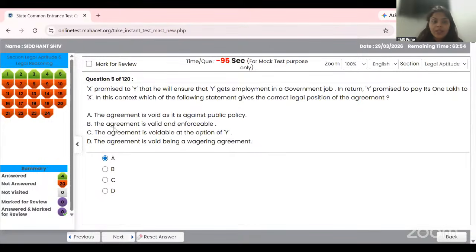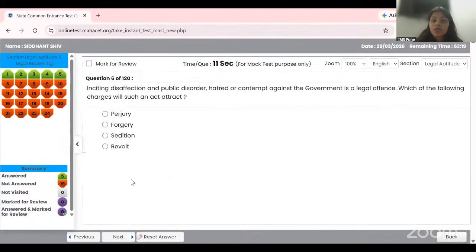Why are the other options incorrect? It is saying that the agreement is valid and enforceable. This is not the right part, we just now discussed. It is saying that the agreement is voidable. The voidable concept always arises in case of free consent. Here there is no question of free consent. The agreement is void being a wagering agreement. So it is also not a wagering agreement because it is not based on uncertain events, or on a win or loss situation. It's a clear understanding that I will do this for you and you will do that for me. Correct. So now we move on to the next question, which is question number 6.